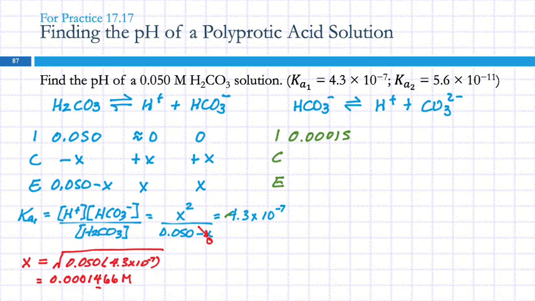What's the initial concentration of hydrogen ion? It's not 0 anymore, is it? Because from this first ionization, we've got 0.00015 molar hydrogen ion. What can we say about the initial concentration of carbonate ion? That's going to be 0.